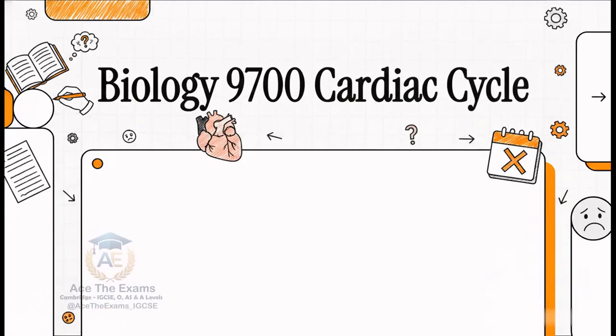Well, in this explainer on the Cambridge Biology 9700 cardiac cycle, we're going to bypass the basic textbook definitions for just a second. We really need to expose the tiny, seemingly insignificant mistake you're probably making right now before we even look at a diagram of the heart.